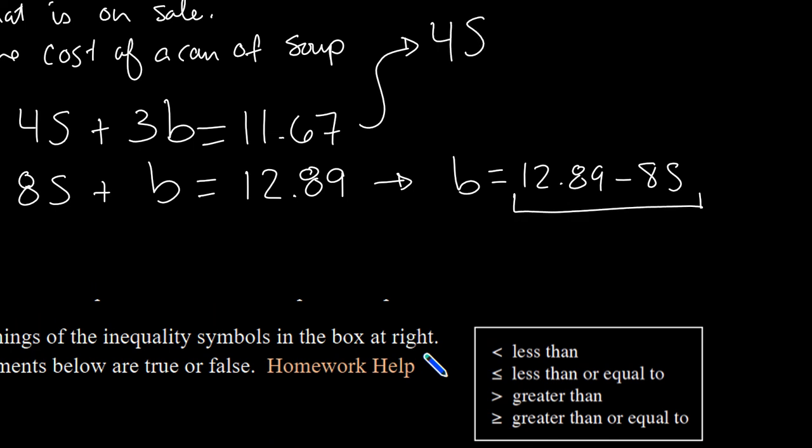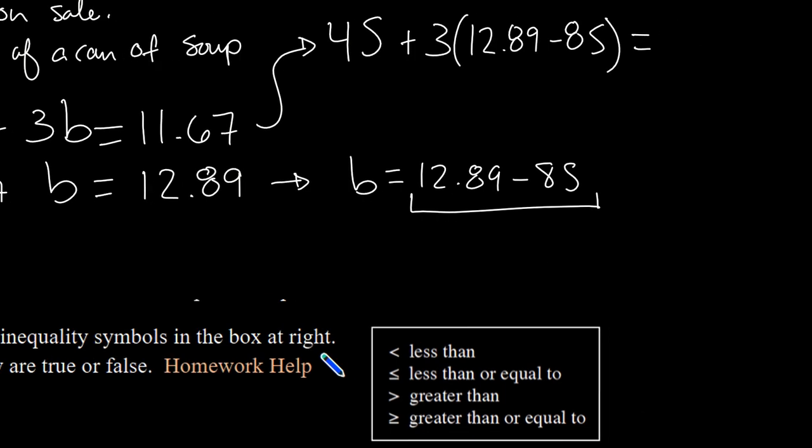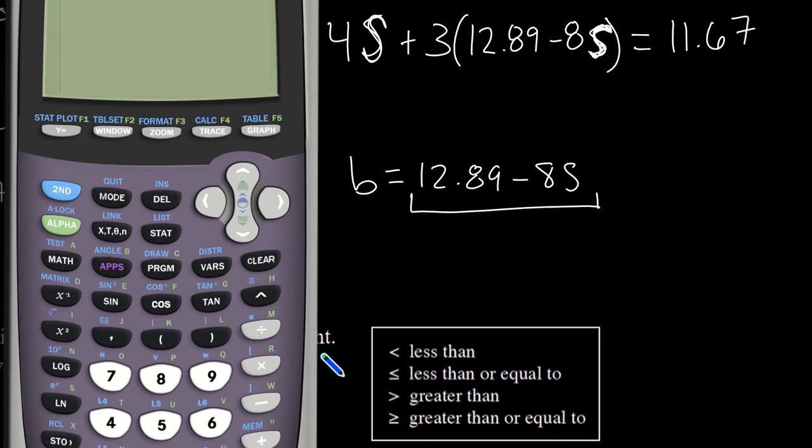So I get 4 times S plus 3 times B, where B is 12.89 minus 8S, and that equals 11.67. Right now I do not like the variable s. It looks like a 5 to me in almost every one of these. So this is an s, and this is not 45. This is an s.